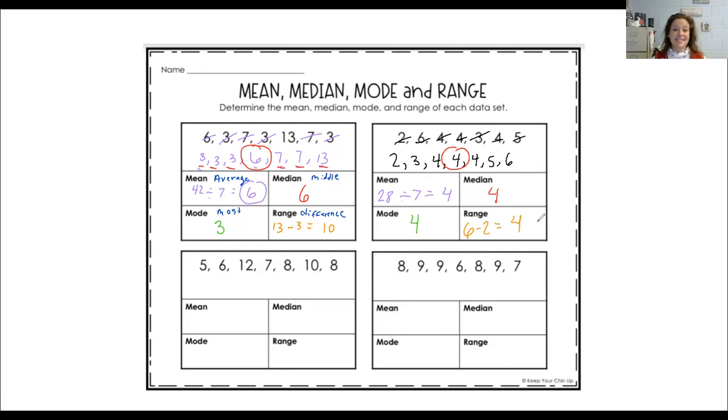Very nice. Now this data set had the same number for all of them, and you might have that sometimes, but it's not always going to work that way. So you've got to make sure that you go through the steps on each one of these. All right, let's try one more together, and then you're going to try the last one on your own.